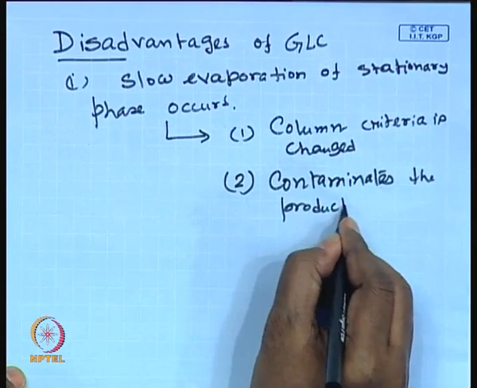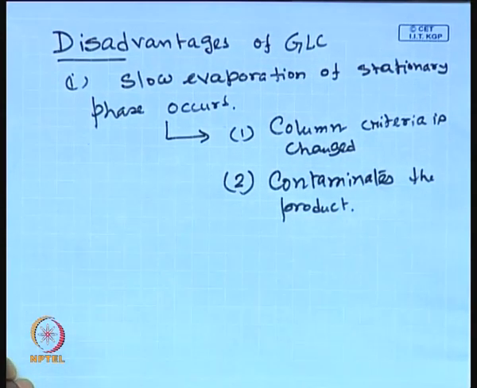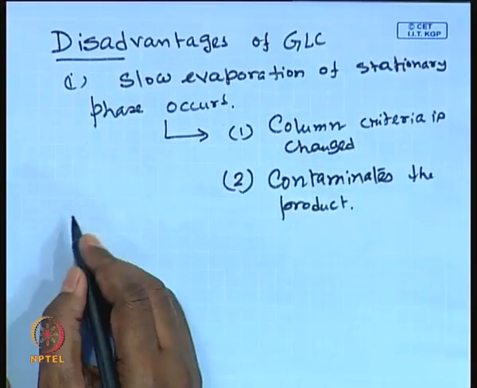it contaminates the product. If the liquid phase that is producing a film over the solid evaporates, it acts as a contaminant to the gaseous stream, right, in the product stream. So, it goes into the product stream. So, it acts as a contaminant. Now, let us look into the capillary gas chromatography.